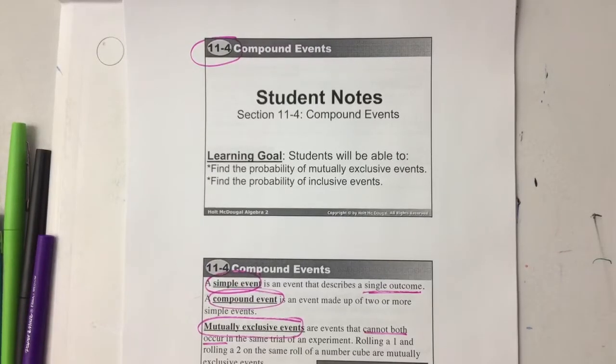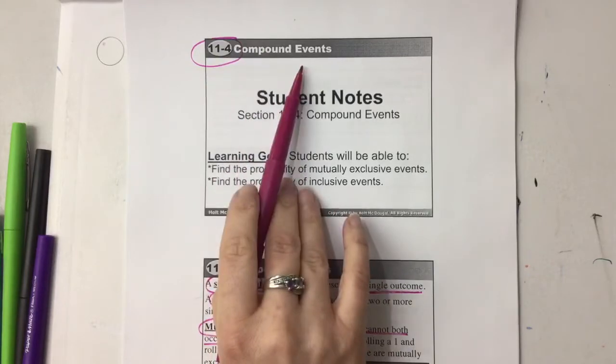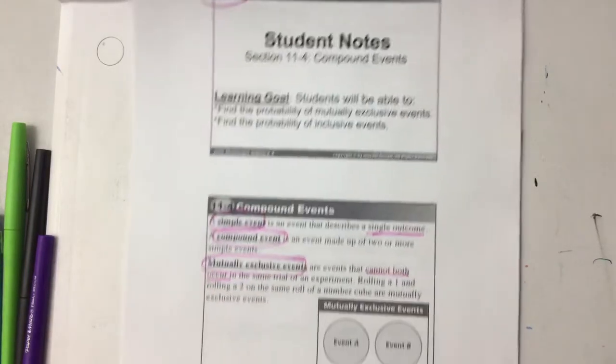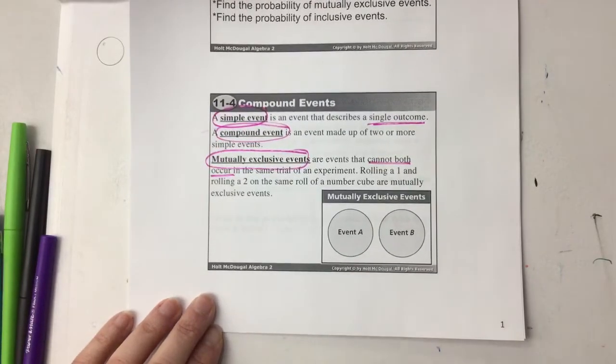Hello, Algebra 2 kiddos. Today we are going to study Chapter 11, Section 4. We're still working on probability and we're going to check out some compound events. So here's some of the vocab that is mentioned as you look through your text.